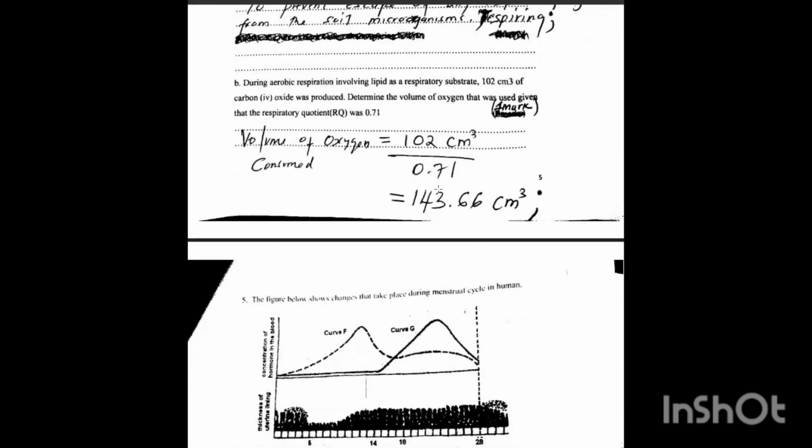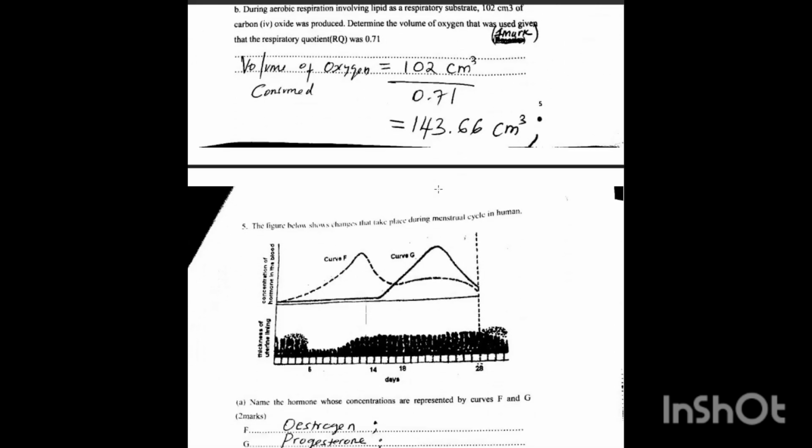So during aerobic respiration involving lipid as a substrate, carbon dioxide was produced. Determine the volume of oxygen that was given off. So volume of oxygen, you just take 1 or 2 centimeters cubed divided by 0.71. So that is your answer.